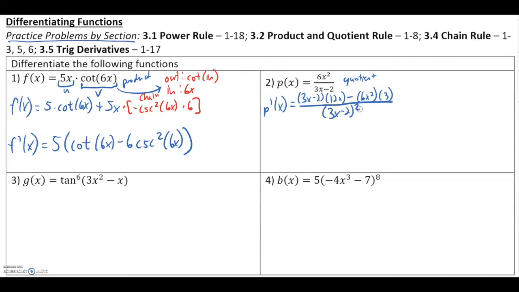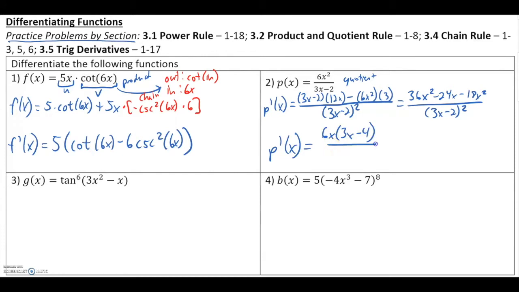all over 3x minus 2 quantity squared. We can expand everything in the top, 36x squared minus 24x, all minus 18x squared. And that's going to be over 3x minus 2 quantity squared. Combining like terms and factoring would give us a 6x times 3x minus 4 all over 3x minus 2 quantity squared.